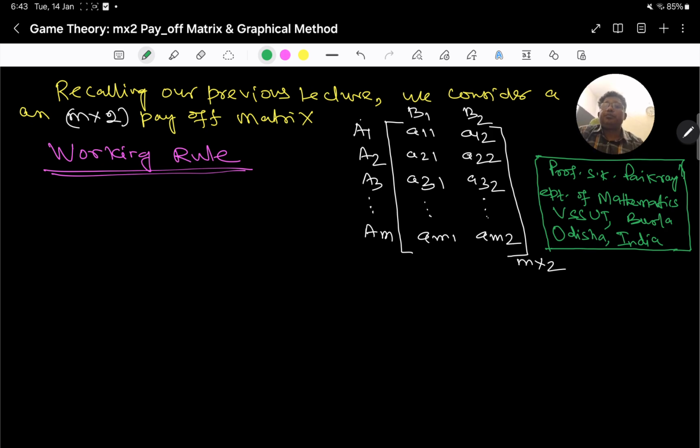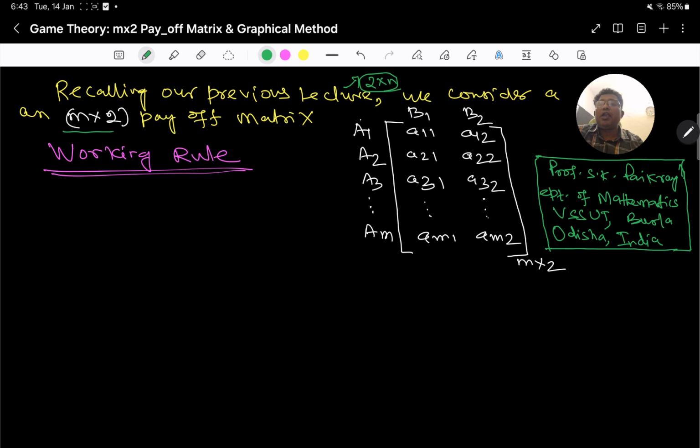Hello everyone. In this lecture we shall discuss the solution of a game for a given m×2 type payoff matrix. Here we use the graphical method. In the previous lecture we discussed the case of 2×n. You should refer to the previous lecture before going through this lecture.